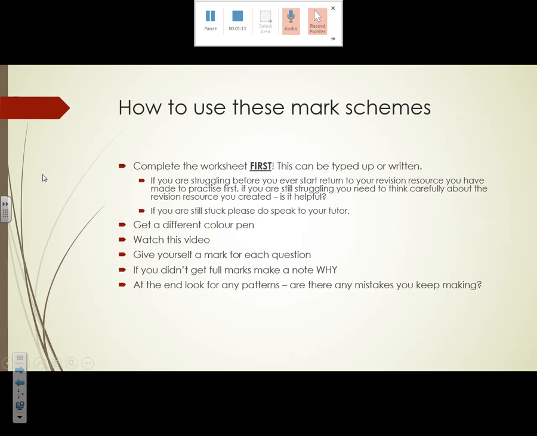And then look at the end, is there any pattern? The best students, the ones who reflected most carefully, regardless of whether they got a good grade or not, reflected on what was a consistent mistake that was made.